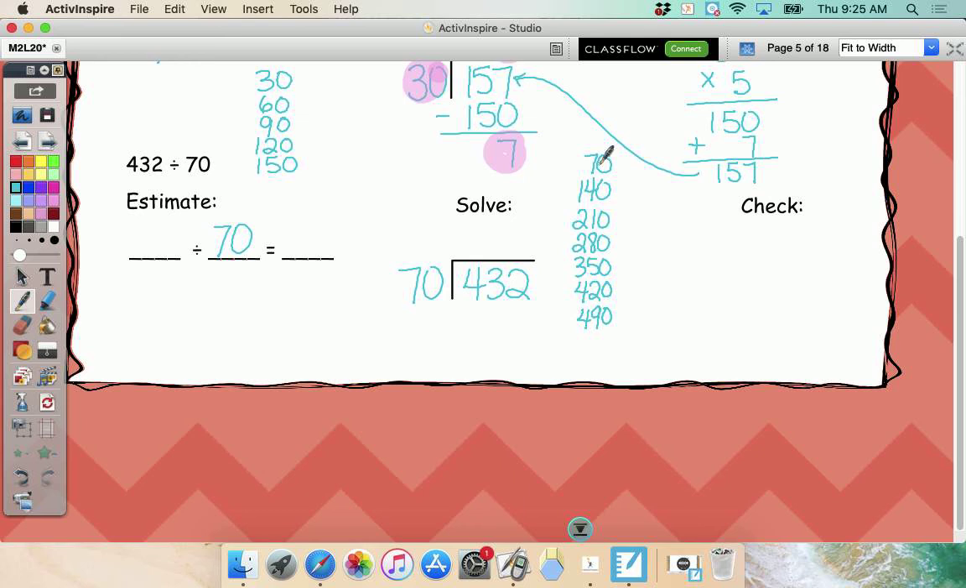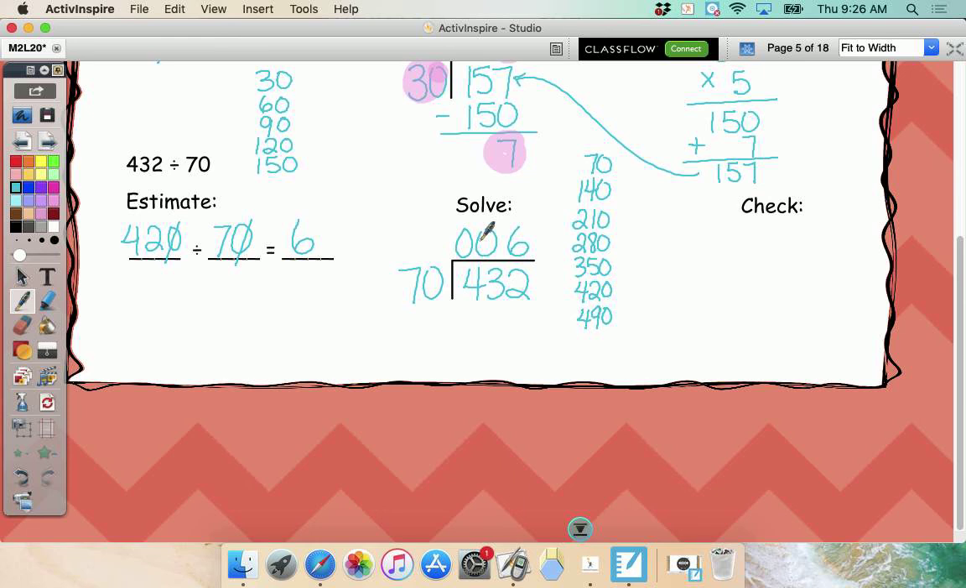All right, after I skip count by the divisor, I'm ready to estimate. So which number here is closest to 432 without going over? 420, that's what you write down. 42 divided by 7. 6. So we're going to put a 6 on top of the doghouse. That's the division step. Where do I write the 6? On top above the 2. Okay, because 43 is too small to make 70 groups out of. So if it's easier for you to write your zeros up there, go ahead.